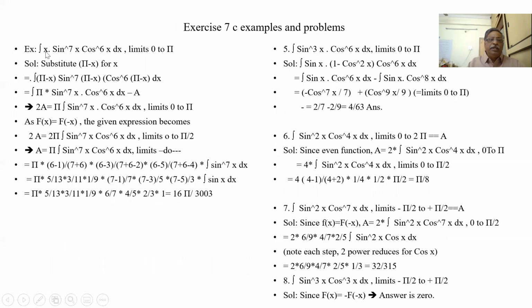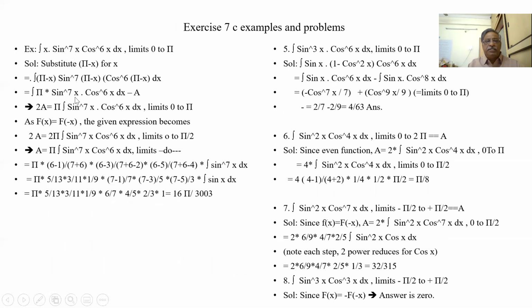Let us do another. Integral of x sin to the power of 7x cos to the power of 6x dx, limits 0 to pi. So I want to eliminate the x first, so I will use the pi minus x formula. So pi minus x, pi minus x, pi minus x, so pi minus x is pi into this.